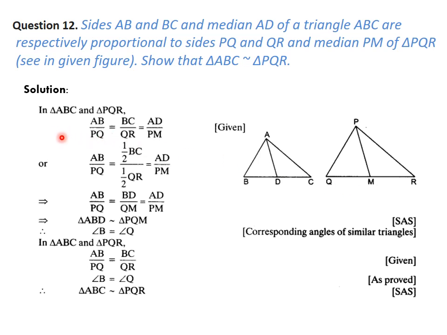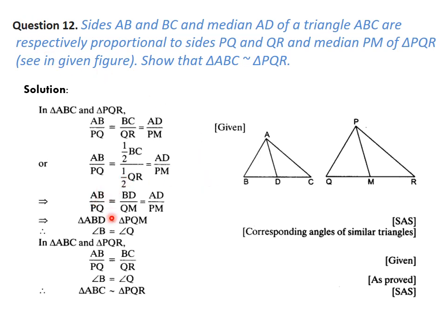So we can write in triangle ABC and PQR, AB by PQ is equal to BC by QR and AD is equal to PM. This is given. Or we can also write that AB by PQ is equal to half of BC by half of QR. We already know that if we multiply the same thing in the numerator and denominator, there is no change in the value. So we can multiply half to both the numerator and denominator and keep the rest of the equation same.